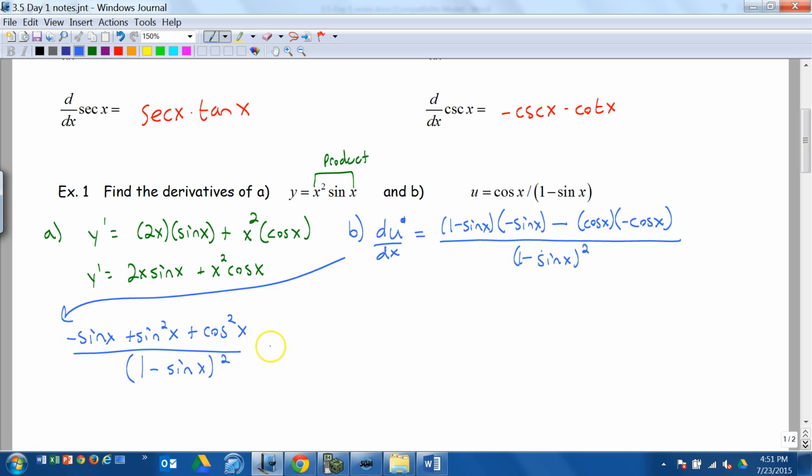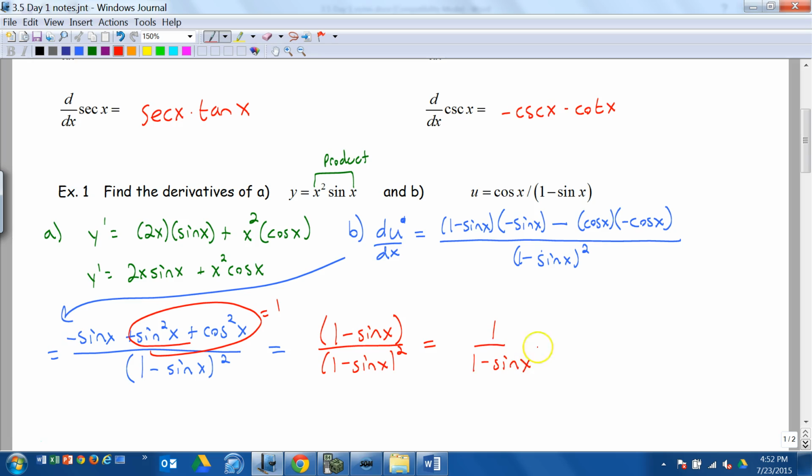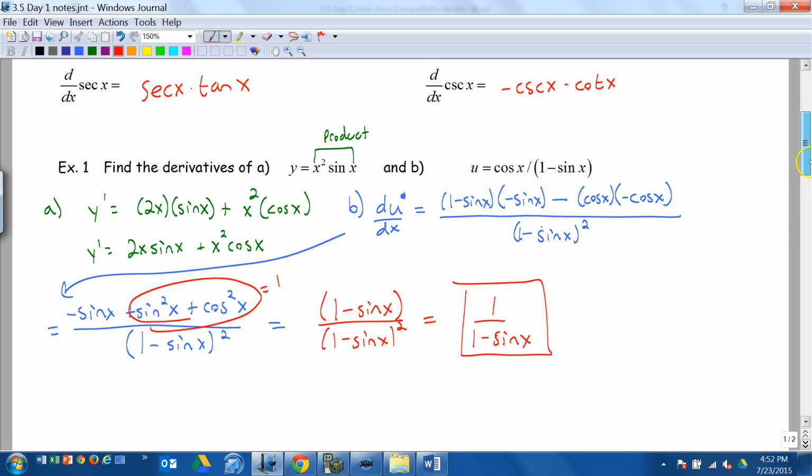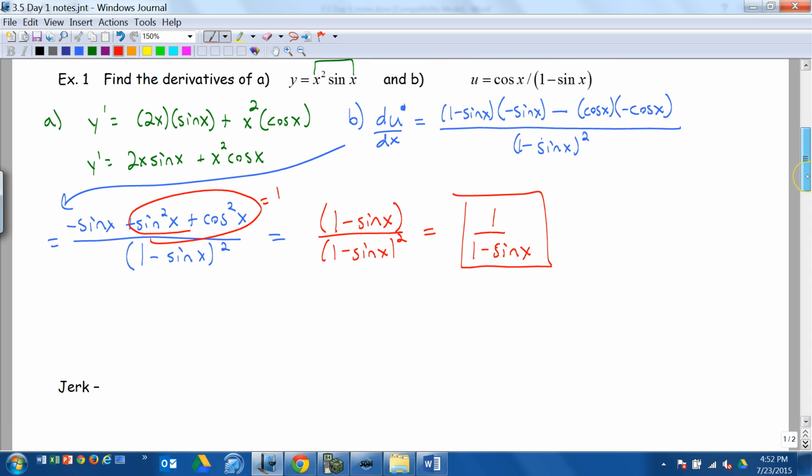And then what happens with that is, hopefully you remember your main trig identity: sine squared plus cosine squared equals 1. So we get 1 minus sine of x on top, all over 1 minus sine x squared. And since there's a 1 minus sine x on top and a 1 minus sine x on the bottom, it just becomes 1 over 1 minus sine of x. So that is how you take the derivative of that one using the quotient rule.